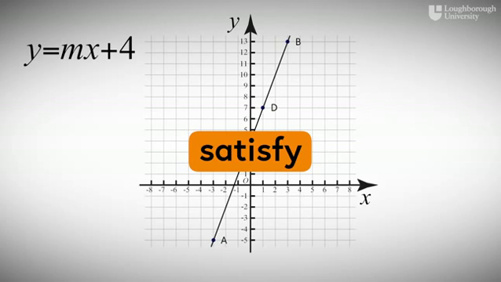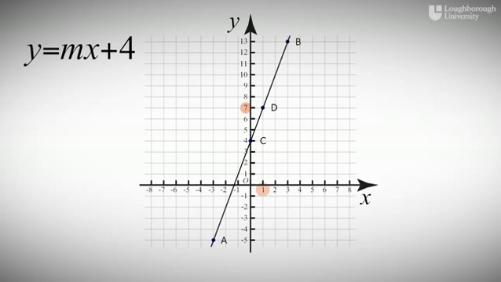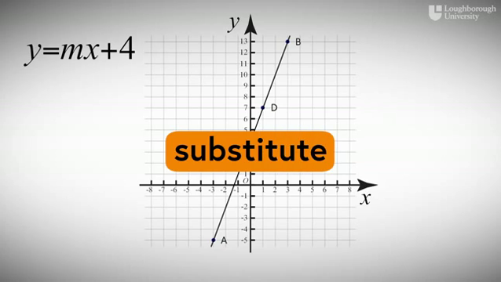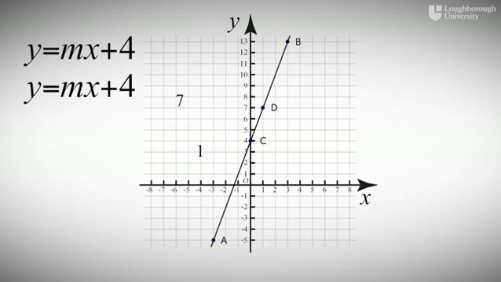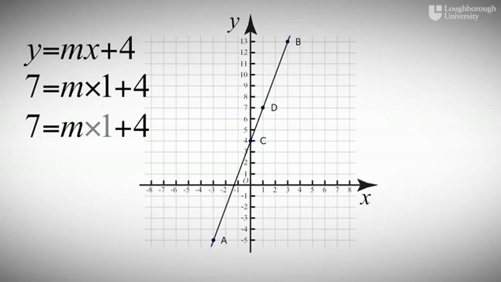For example, the point D has coordinates 1, 7, so that when x equals 1, the value of y is 7. We can substitute or put these values into the equation y equals mx plus 4. To substitute means to replace the letters x and y by the values 1 and 7. Doing this, we find 7 equals m times 1 plus 4, so that 7 equals m plus 4.